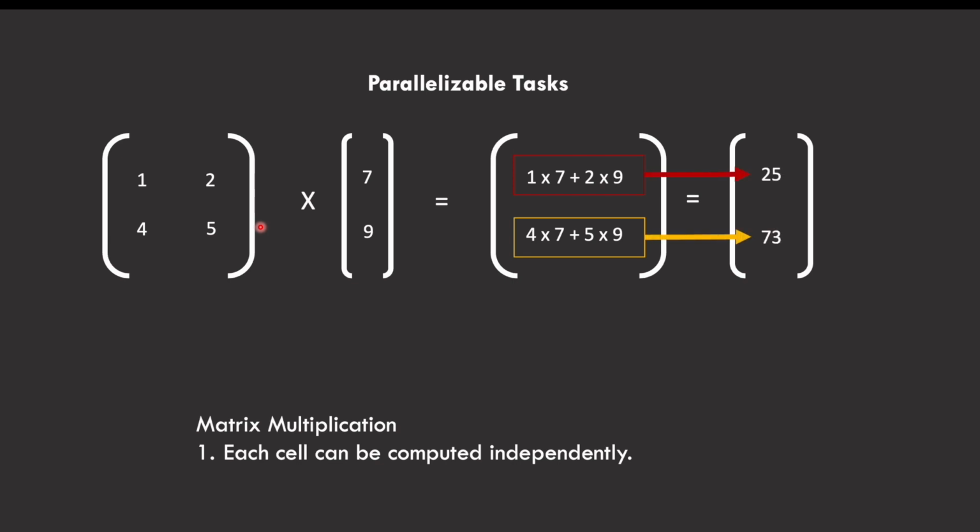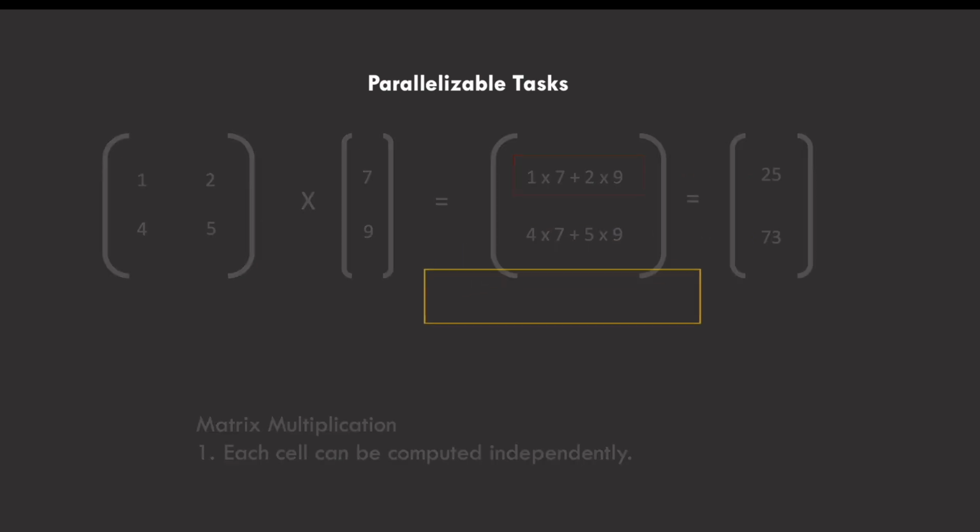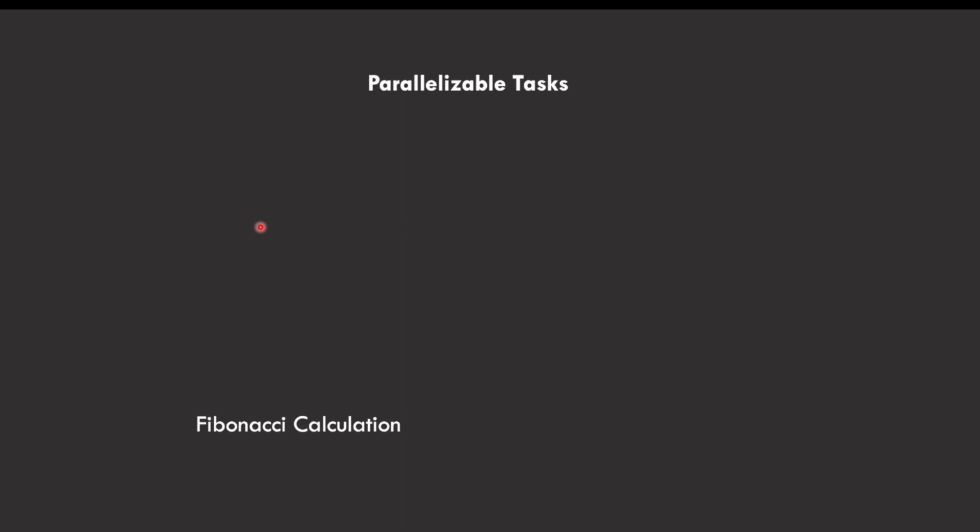This is a very good example of a parallelizable task. Next, we have Fibonacci calculation. Now you might be confused, as we just discussed that Fibonacci calculation was a serializable task. But just like an order was a sequential task, however, multiple orders were parallel tasks, right?